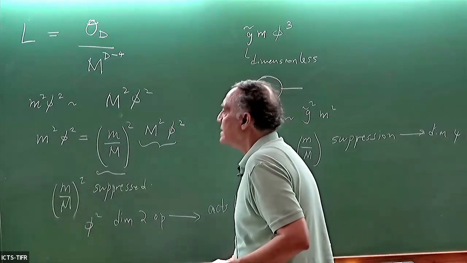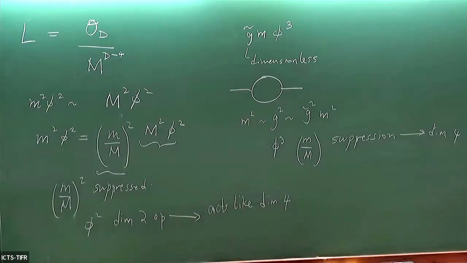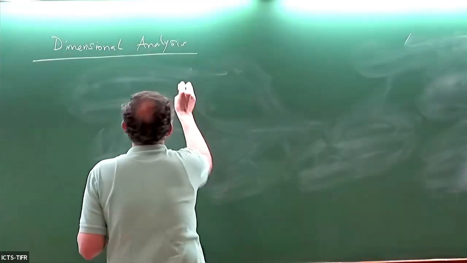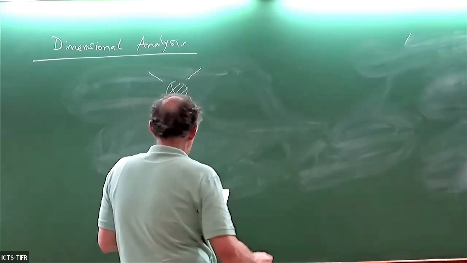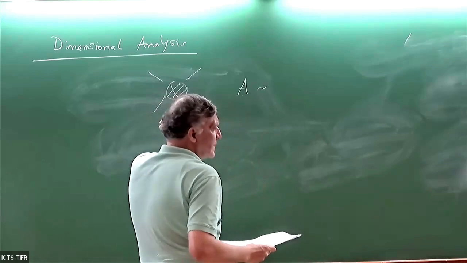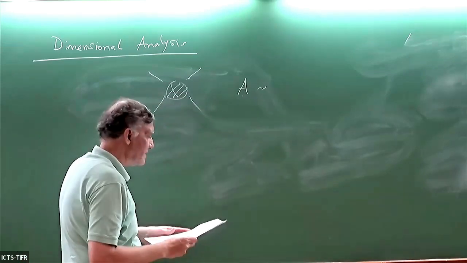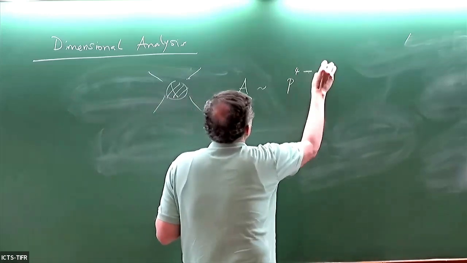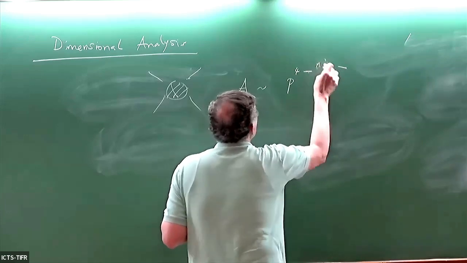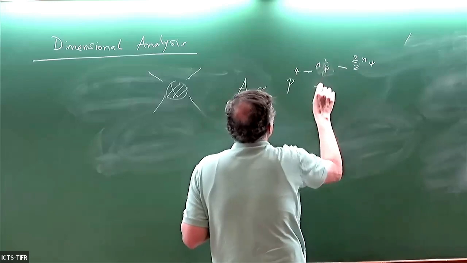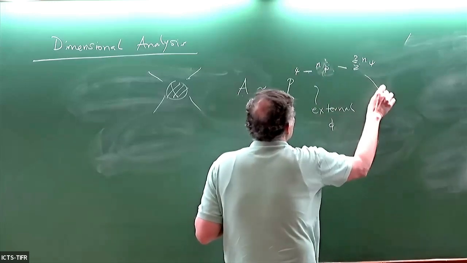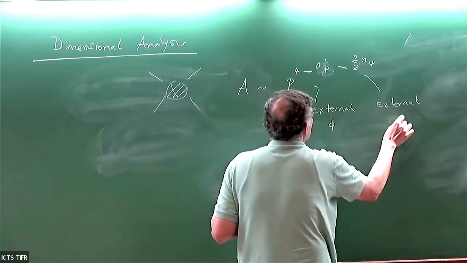Okay, so now let's look at scattering amplitudes. If I have some scattering amplitude with some bunch of particles, I'm just going to assume that all momenta on the external legs are of order the same size. It behaves like p to the 4 minus the number of external, let's call it n phi, minus 3 halves n psi. So this is external phi legs, and this is external psi legs. And gauge fields act the same as phis.